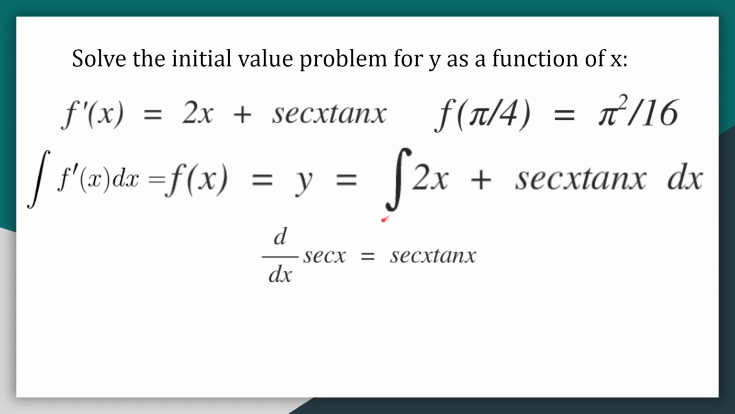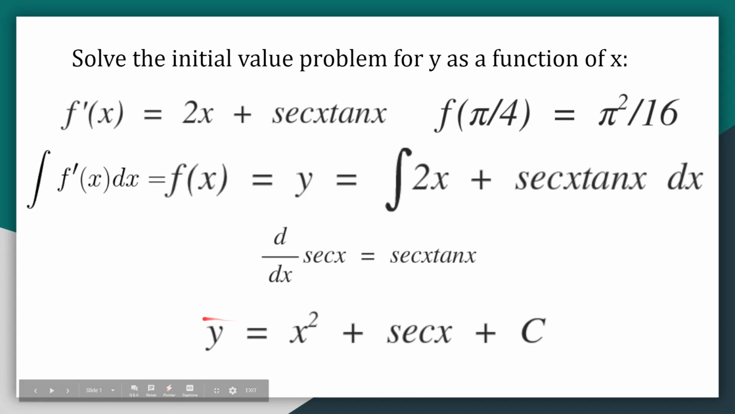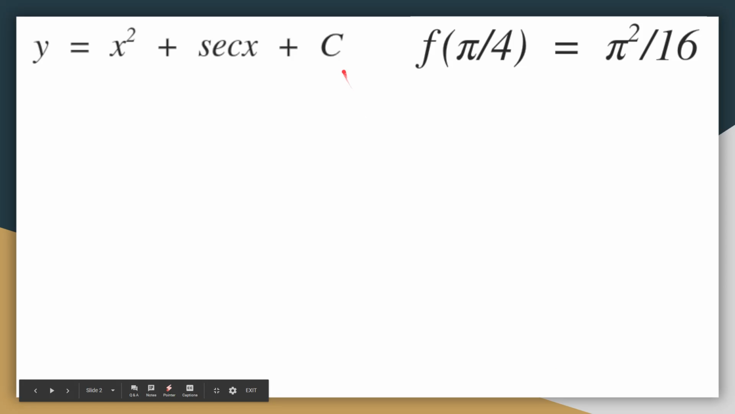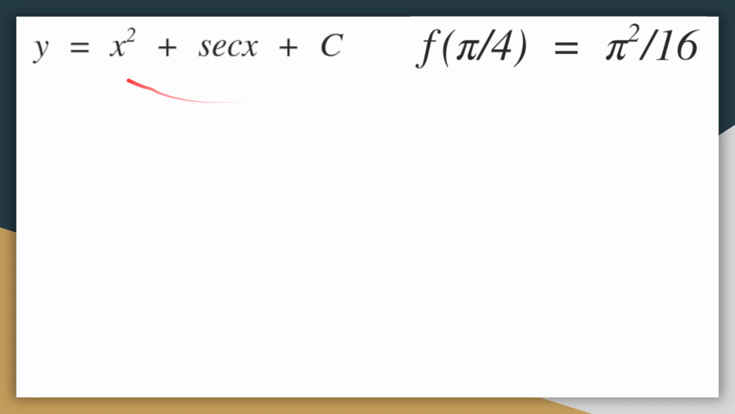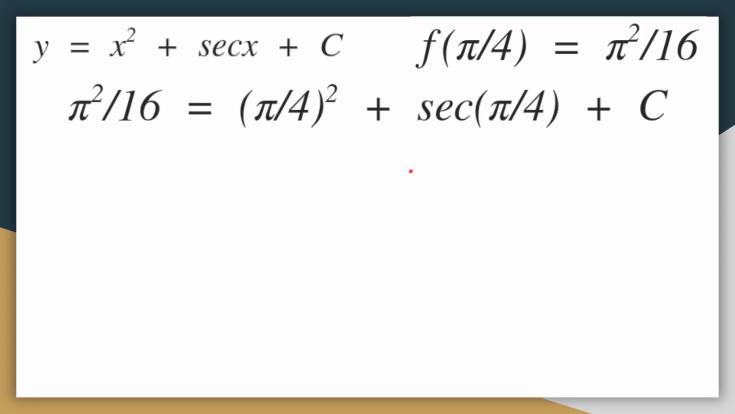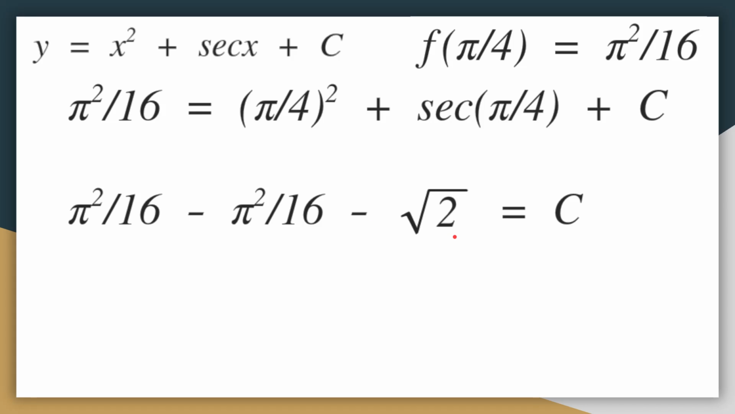And so our antiderivative is complete, and we have y equals x squared plus secant x plus c, the constant of integration. And then in the next step, we're going to have to solve for this c by using our original function value. So we'll plug in pi squared over 16 for y and pi over 4 for x. Then we'll evaluate this and solve, and we'll eventually get c equals negative square root of 2.